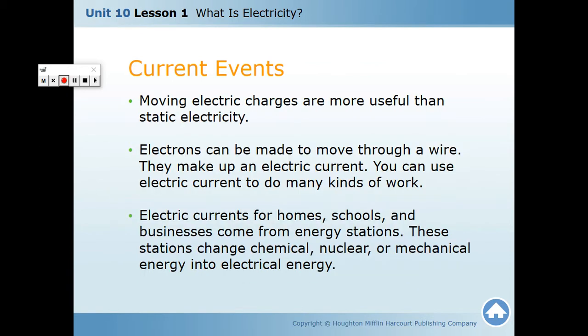Moving electric charges are more useful than static electricity. Electrons can be made to move through a wire. They make up an electric current. You can use electric current to do many kinds of work. Electric currents for homes, schools, and businesses come from energy stations. These stations change chemical, nuclear, or mechanical energy into electrical energy.